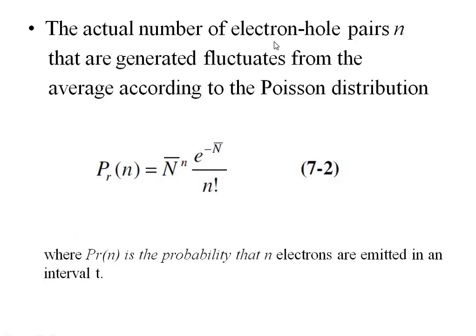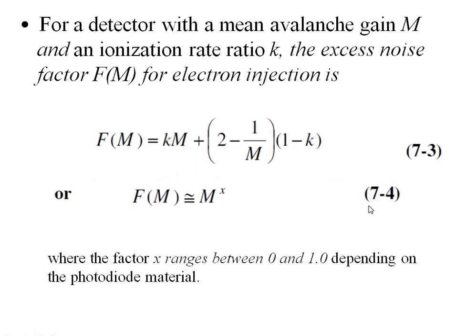The actual number of electron hole pairs n that are generated fluctuates from the average according to the Poisson distribution, which is given by Pr of n equals n-bar raised to n into e to the power of minus n-bar divided by n factorial, where Pr of n is the probability that n electrons are emitted in an interval of time tau.